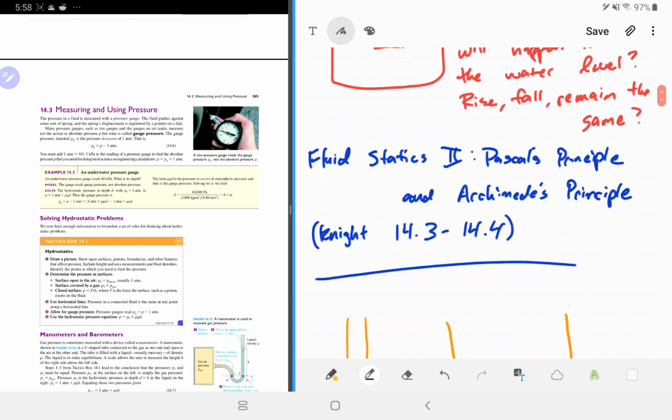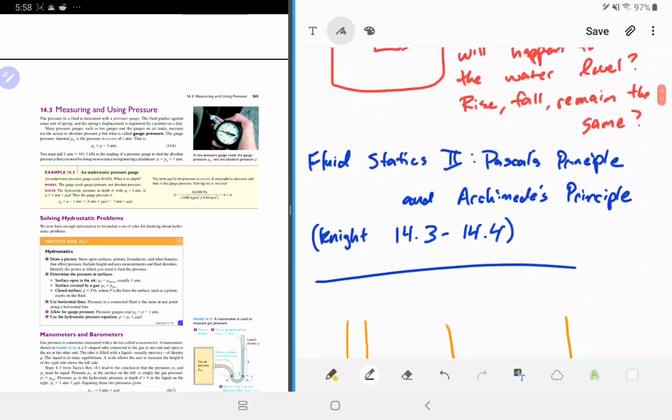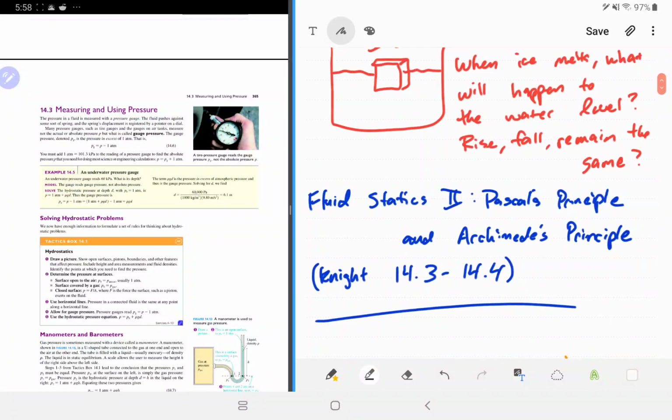Before buoyancy and Archimedes' principle, we want to talk about a few basic things first. Even before Pascal's principle, I want to mention a few things from section 14.3. First of all, your book talks about gauge pressure. When you fill up air in your car tire, if you want to fill it up to 32 psi, pounds per square inch, that measurement is how much pressure should be in your tires above atmospheric pressure.